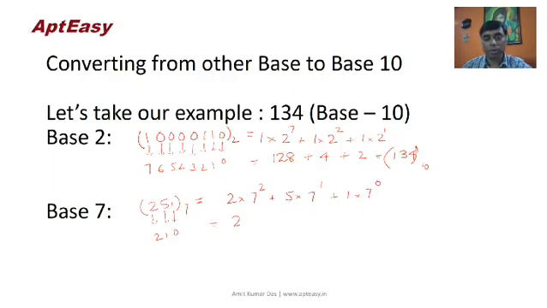Now this is 2 into 49 plus 5 into 7 plus 1 into 7 to the power 0, which is 1. So it is 1 into 1. Now how much is this? 2 into 49 is 98. So this becomes 98 plus 35 plus 1. How much is this? 98 plus 35 is 133, plus 1, 134.